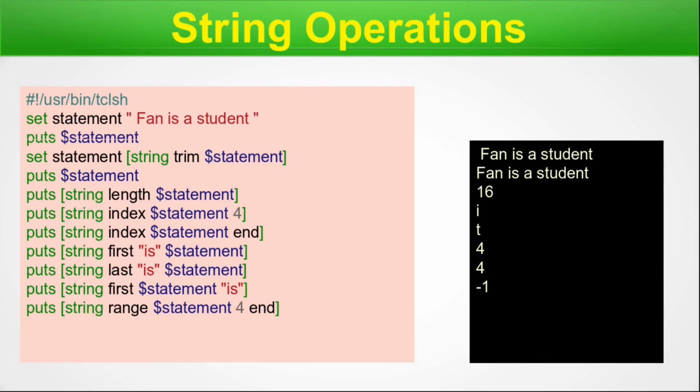Then we are using the range operator here over the particular string, dollar statement. So in the rectangular bracket, we write string, then range, then dollar statement, then 4 to end. So we'll use the range operator starting from the 4th index to the end index. Let's see what it gives. So it gives you the section which starts at the 4th index and stops at the last index: is a student. This is the range operator.